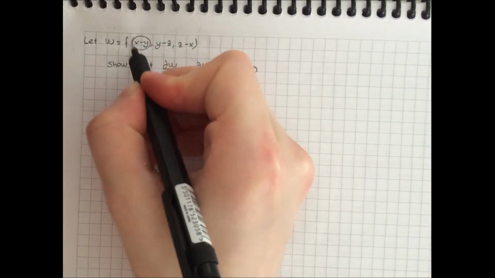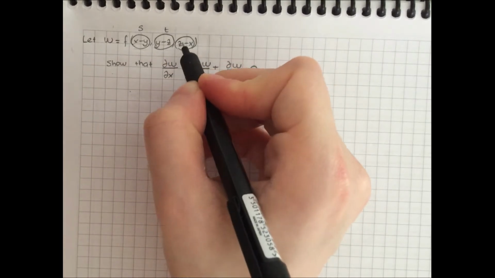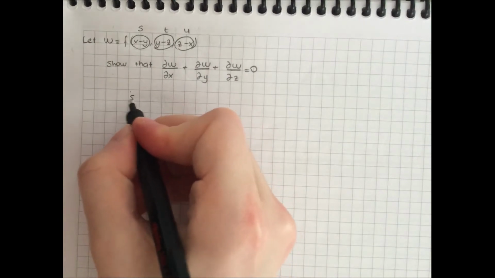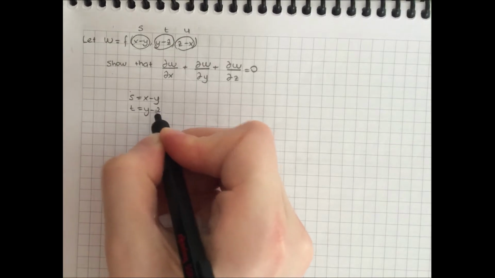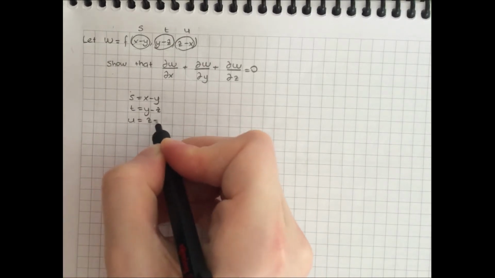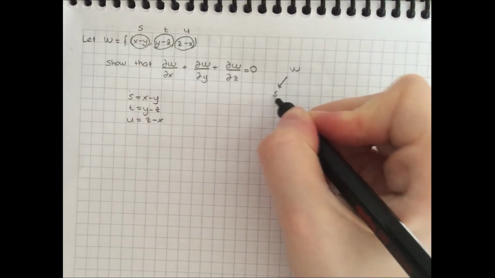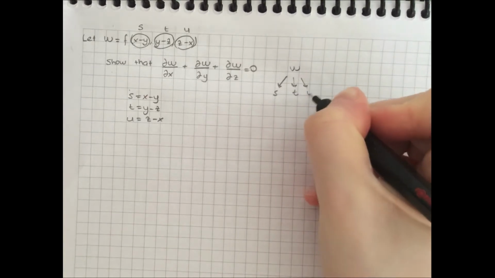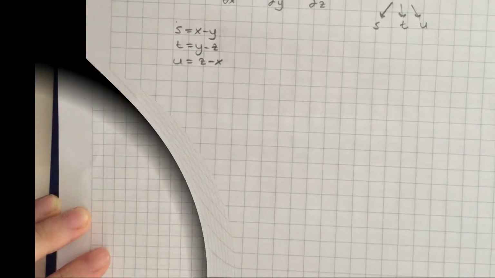For example, x minus y can be s, y minus z can be t, and z minus x can be u. So let me write these again. And we have to know that the main function w is dependent on three things. Those are s, t, and u, because the main function w is equal to a new function, which is f, and f has s, t, and u.